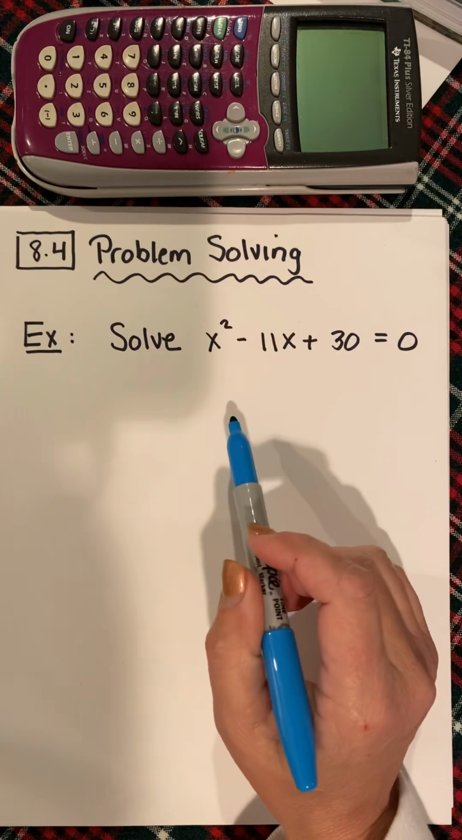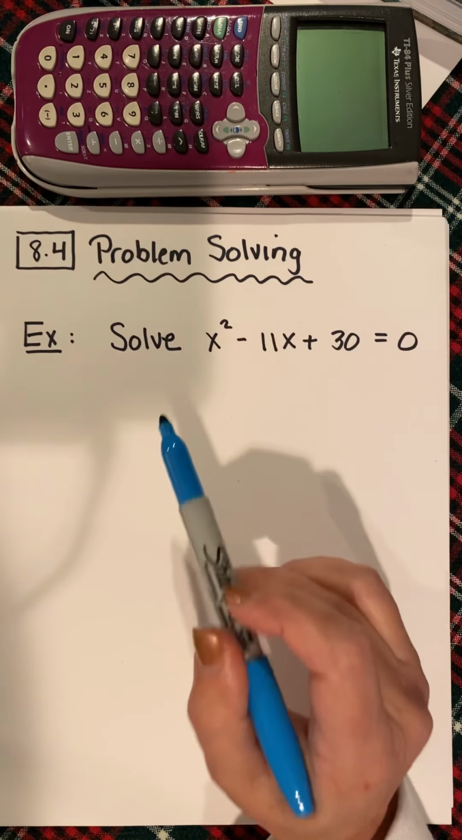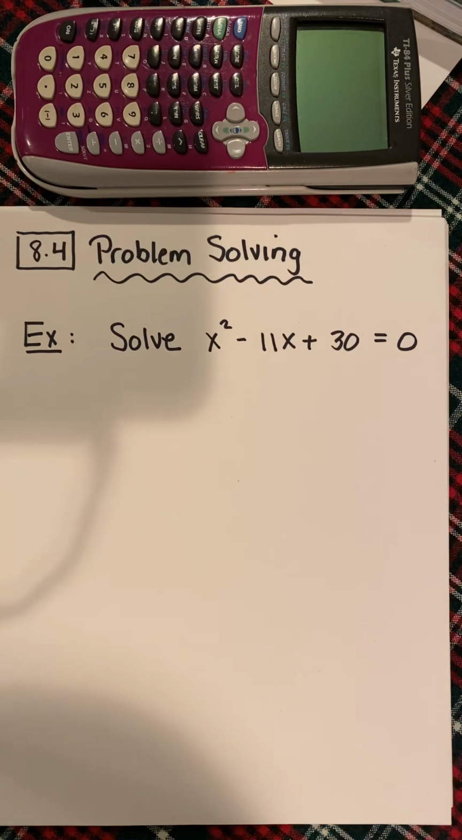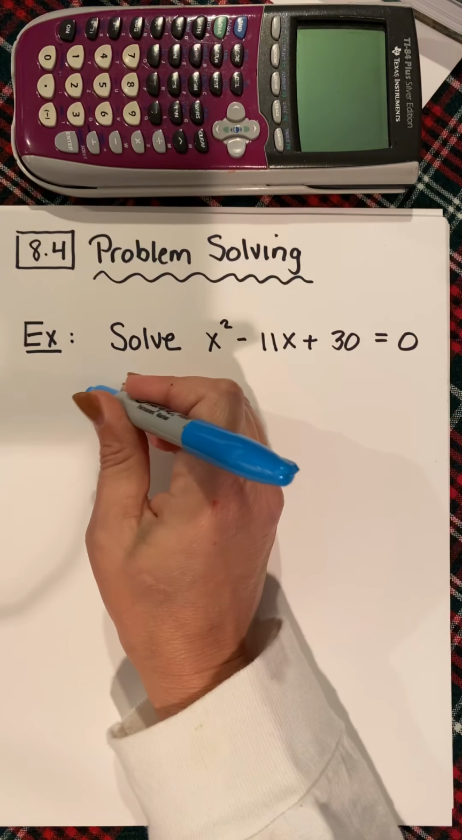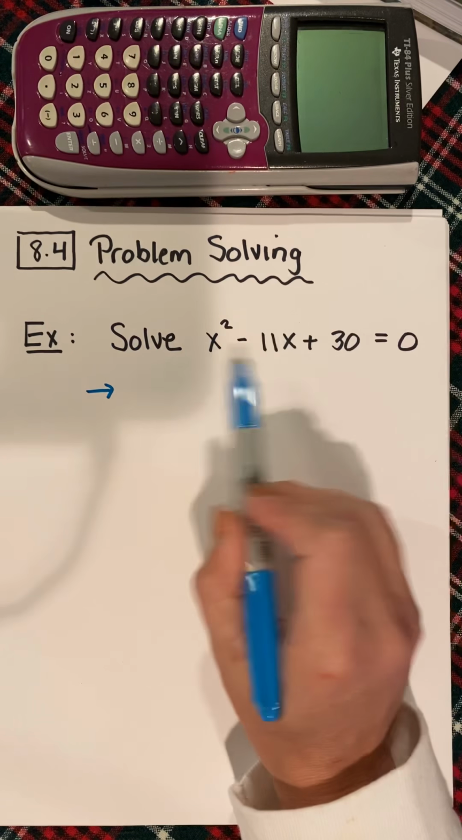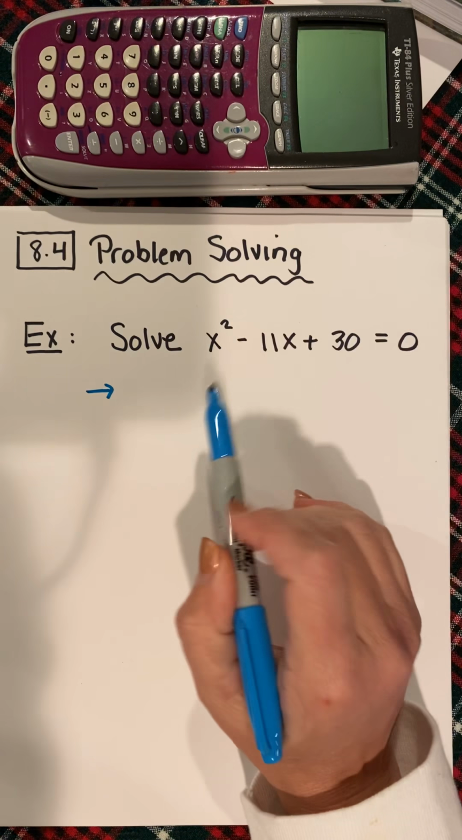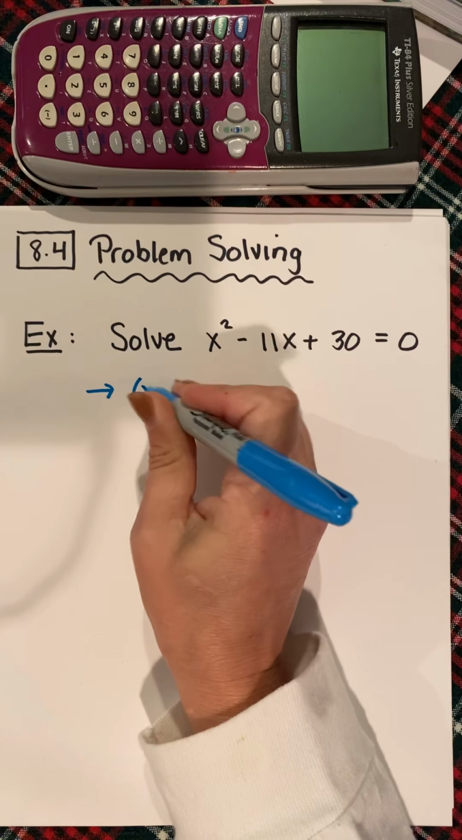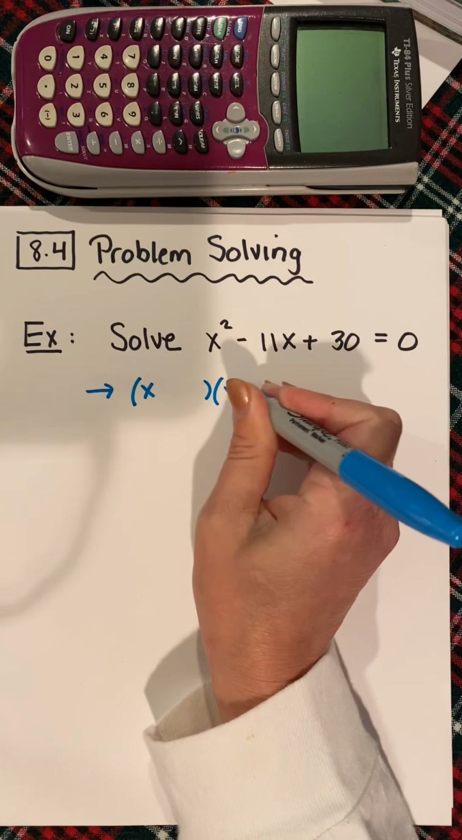Now we have three methods for solving quadratic equations. We can factor if the quadratic equation is factorable. We can always use completing the square and the square root property, and we can always use the quadratic formula. I always try factoring first, especially when it's a simpler problem like this, where the leading coefficient is 1. And if you notice, this does factor nicely.